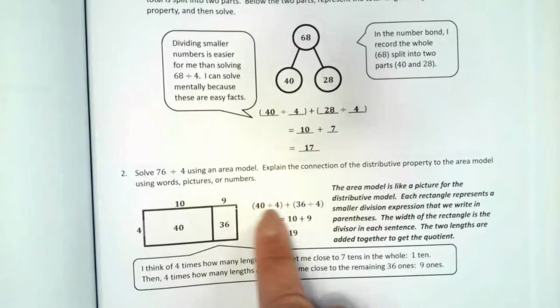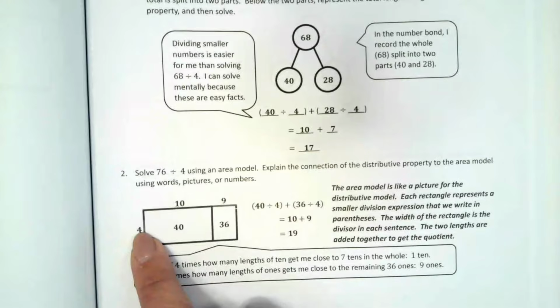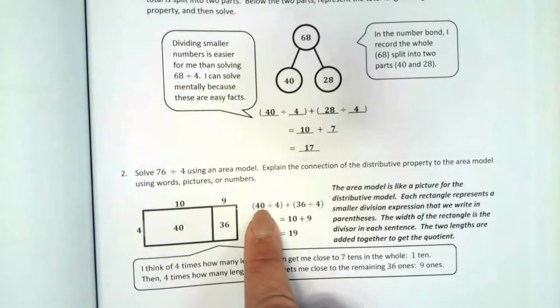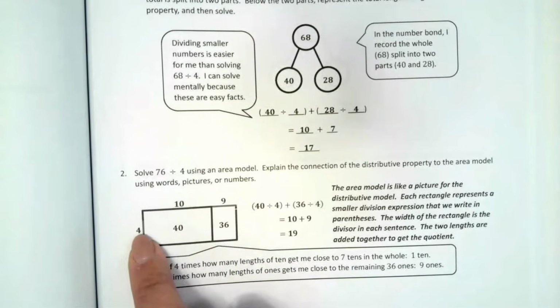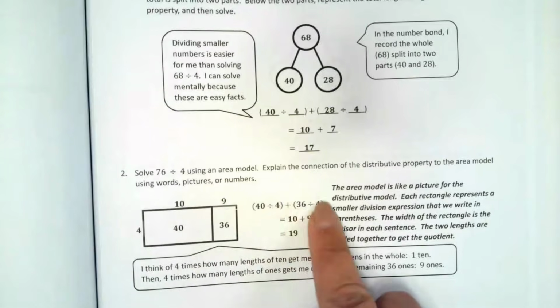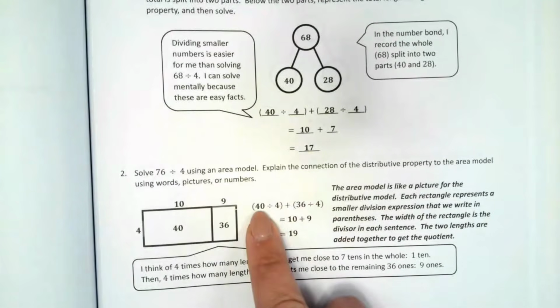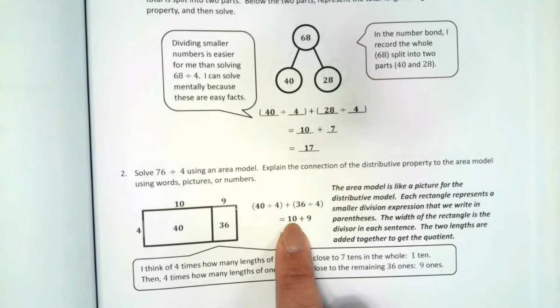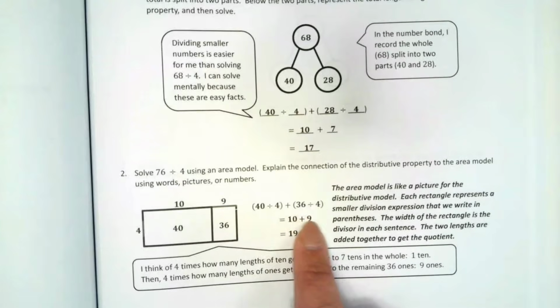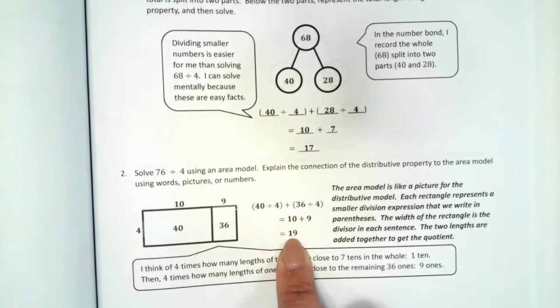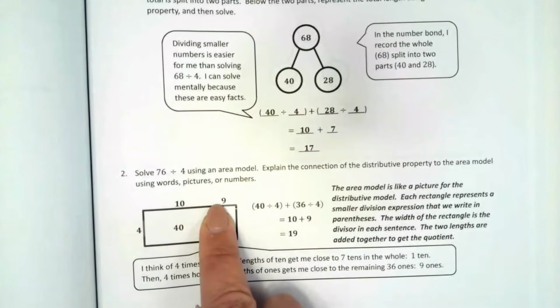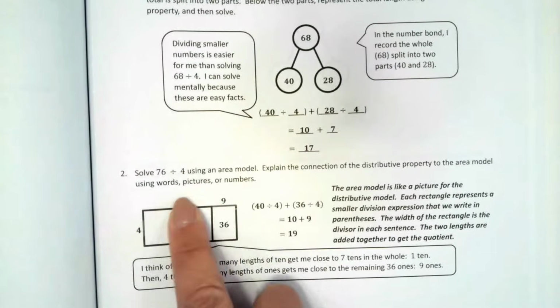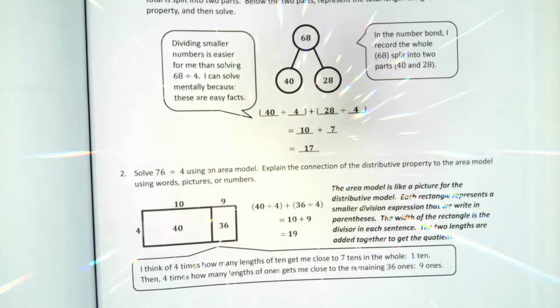So here, the first section is 40 divided by 4 equals 10. That's right here in parentheses. 36 divided by 4 equals 9. That's right here in parentheses. 40 divided by 4 equals 10, and 36 divided by 4 equals 9. Add those together and you get 19. Here it is on top. 10 and 9 equals 19. This is the quotient.